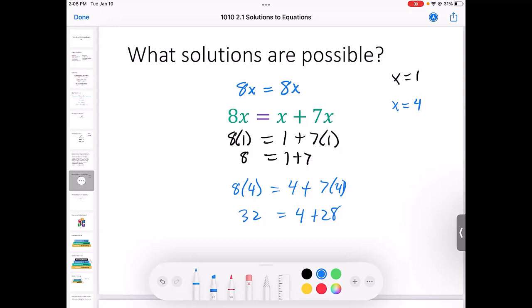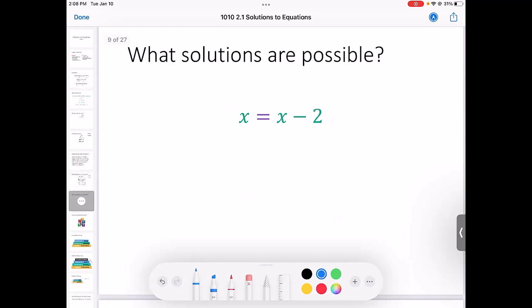Well, that statement, which is simpler than this one, is always going to be true no matter what you plug in for x, because whatever number you choose for x, if you multiply it by 8, that is going to be equal to that same number multiplied by 8 because it's the same thing. So this is another example where it has infinite solutions, and it's actually every single number. No matter what number you chose, if you plug it into this equation, it would make it true.